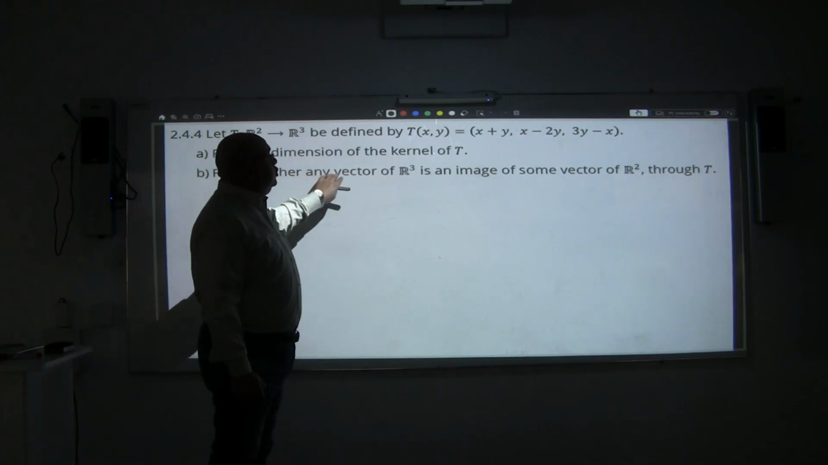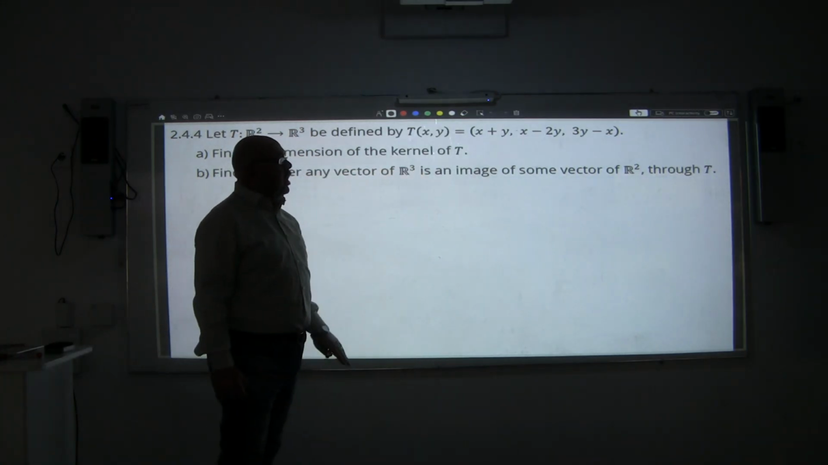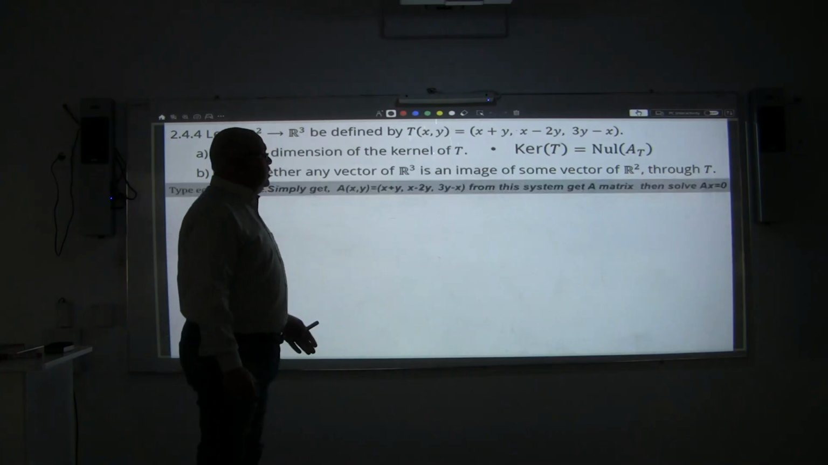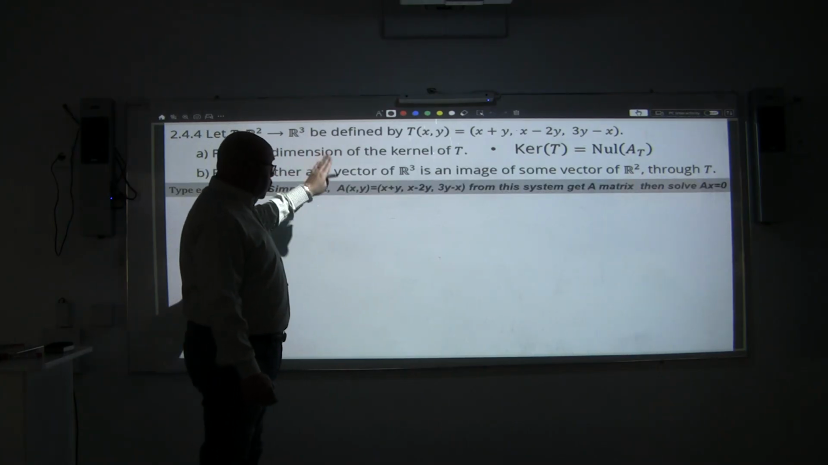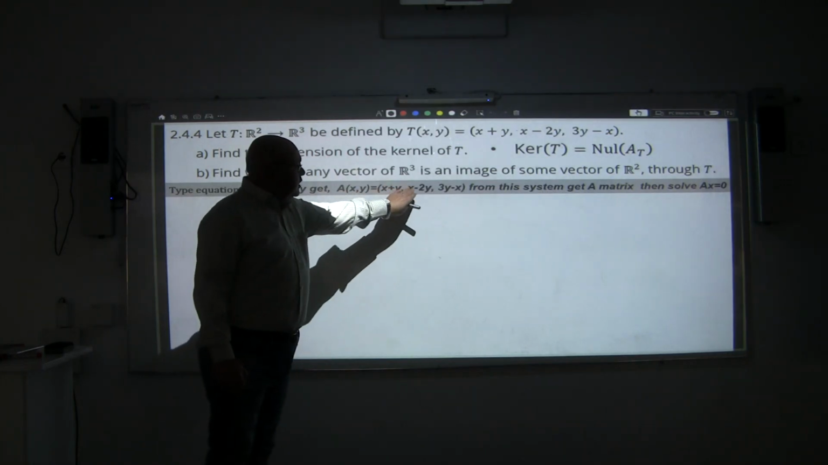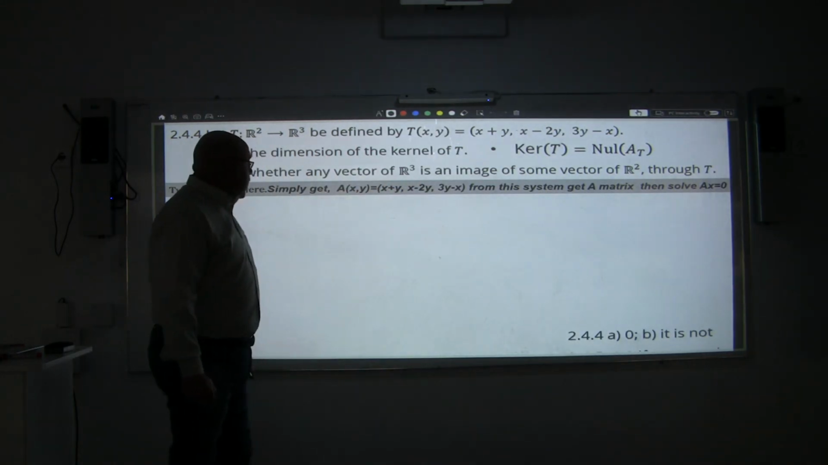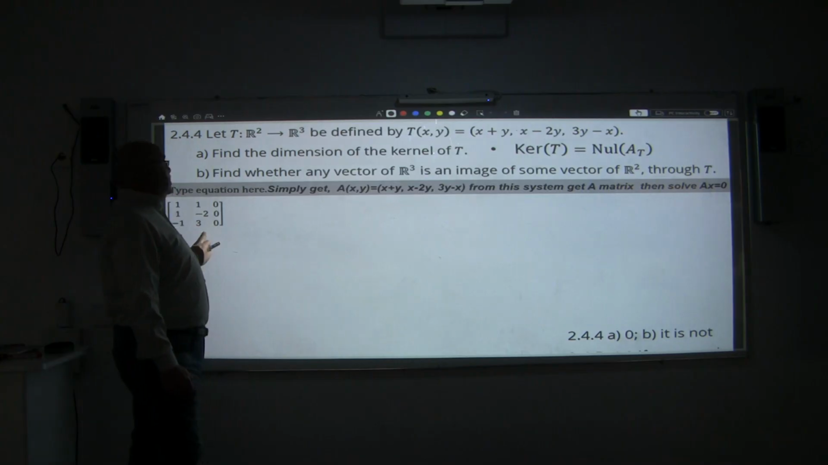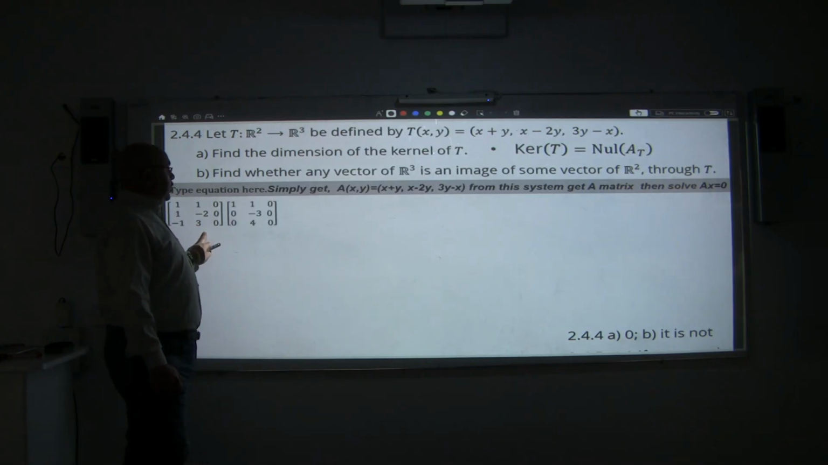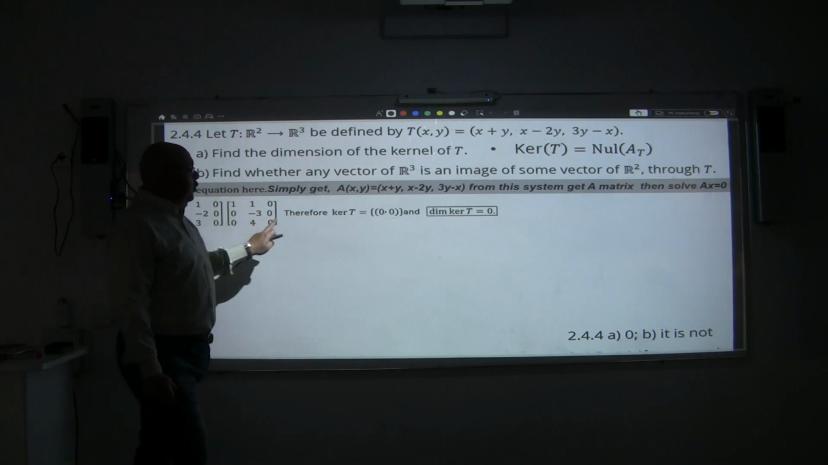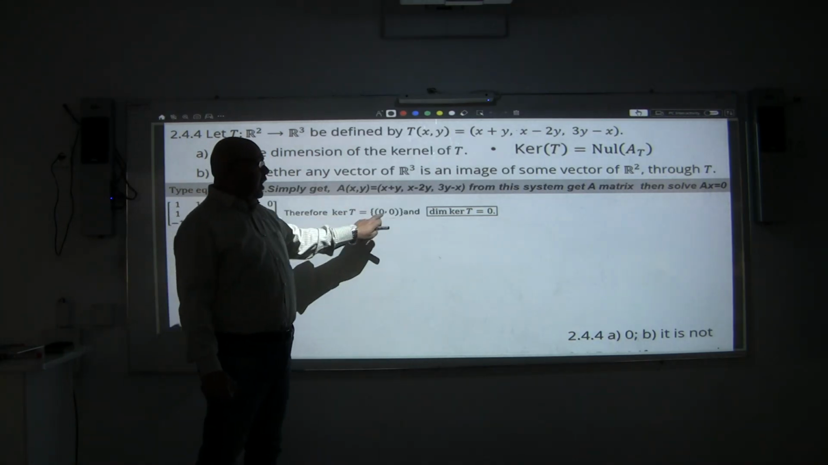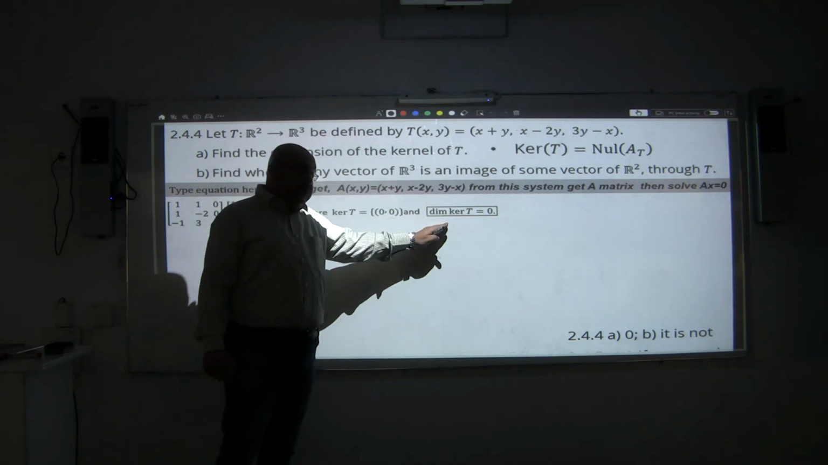Find whether any vector of R3 is an image of a vector in R2 or not. It's also going to be really simple. All I have to do, as I told you, is solve the system x, y, x minus y, 3y minus x. This is the system of equations that you will deal with. Try to simplify it as much as possible. As you can see, you will have a unique solution. Therefore, the kernel of T is equal to 0, and the dimension of the kernel is equal to 0.